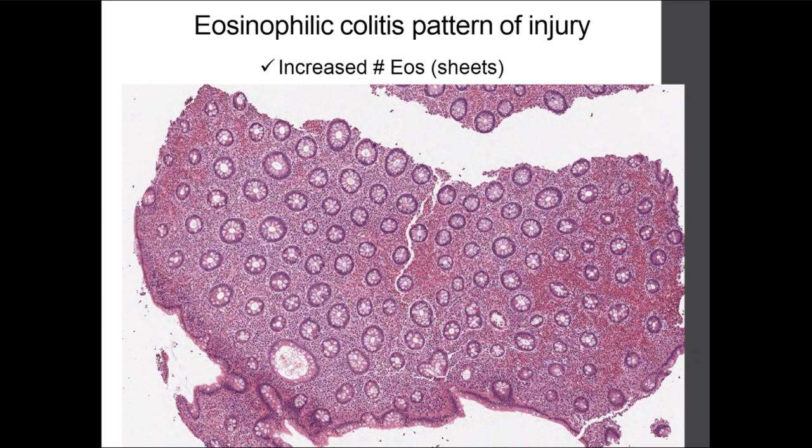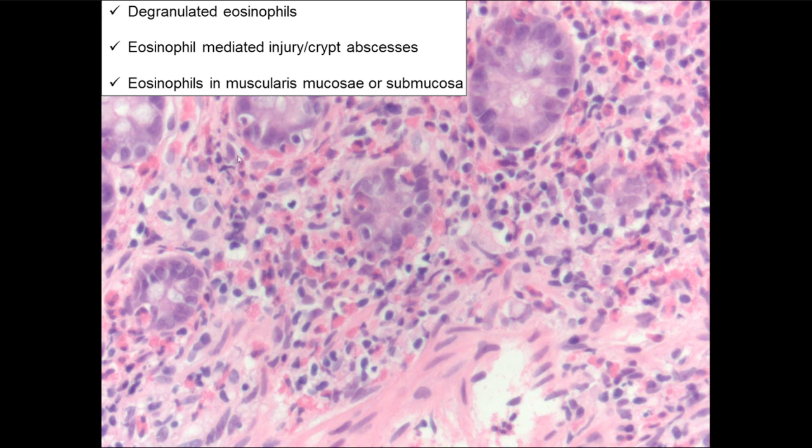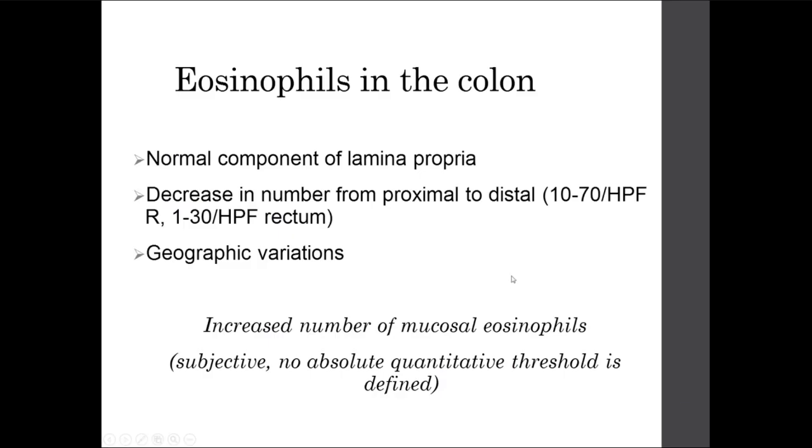The features that I like to consider for this pattern are this low power impression that there's too many eosinophils. They are forming sheets, clustering, like in our case. There's also the granulation of eosinophils many times, or eosinophils injuring the crypts, eosinophils that are reaching down, getting into the muscularis mucosae, like in this case, or even submucosa sometimes. Those are the features that make this diagnosis more specific and the ones that I use for clinical practice.